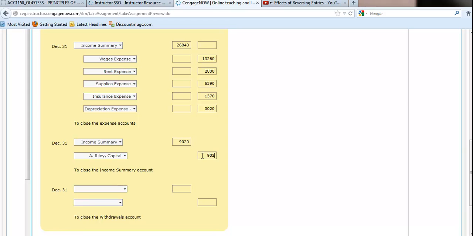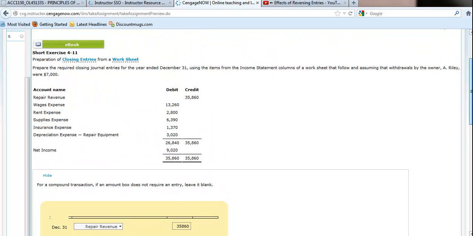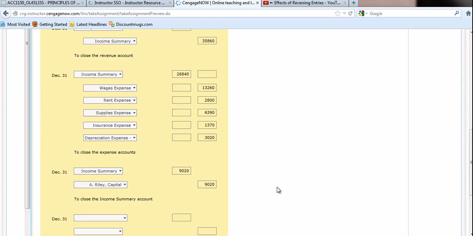$9,020. A good way to remember step 3, whether you're going to debit or credit, is if you're increasing your capital with a net income, capital increases with a credit. If you're decreasing your capital with a net loss, capital decreases with a debit. Then step 4, close our drawing accounts, which you can still find on the worksheet, but it would be in the balance sheet columns, and it just tells us up here that the owner withdrew $7,000.